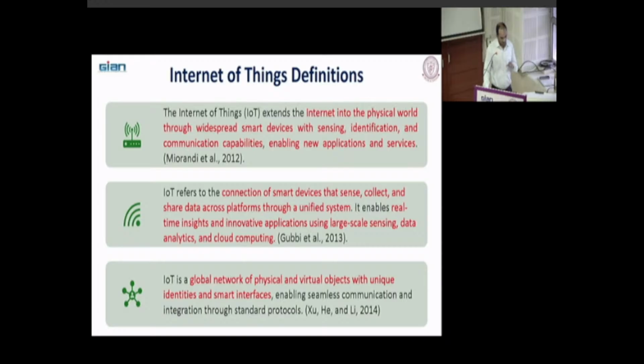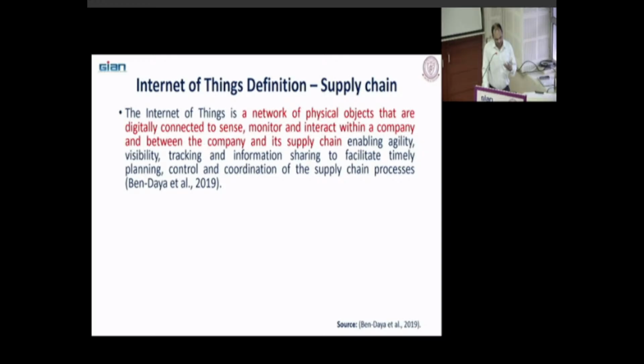But this is the general definition. There is no role of the supply chain or all those things. So if you go in depth and try to find out the definition of IoT from a supply chain perspective, here is the definition of Internet of Things in supply chain. Similar kind of things, but just from a supply chain point of view.